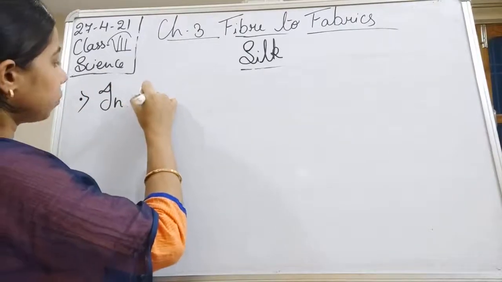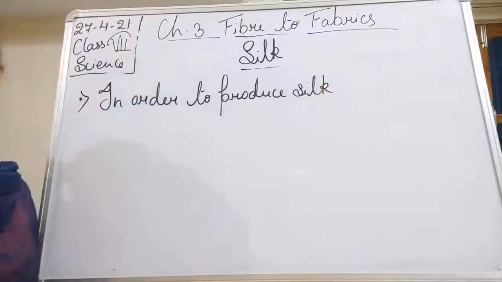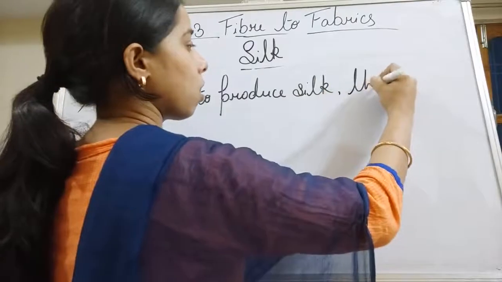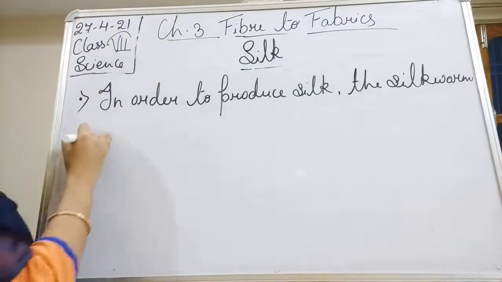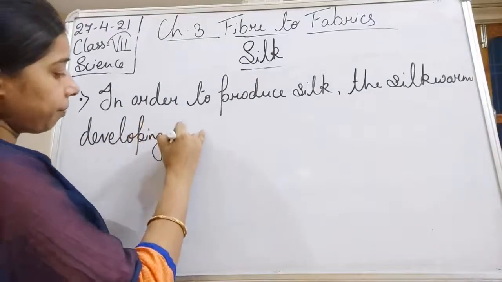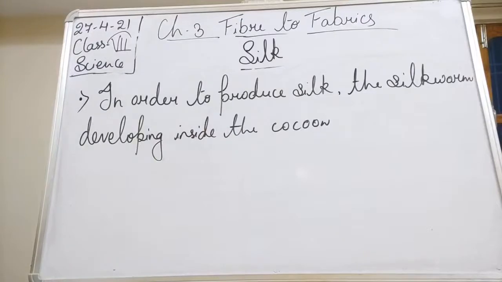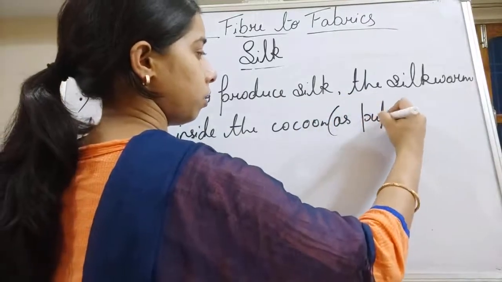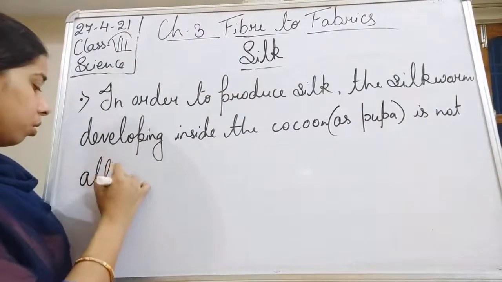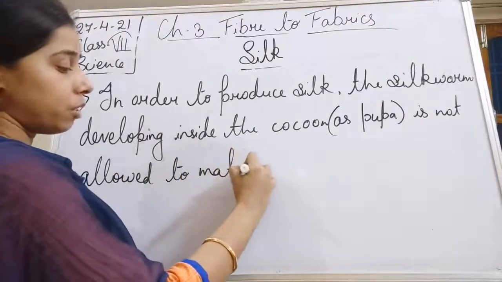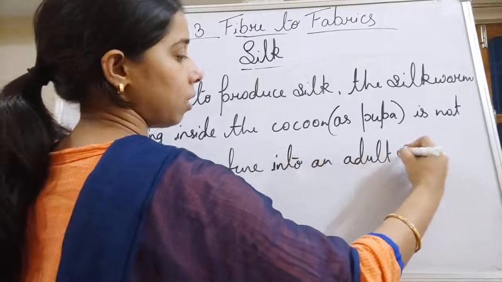We can write here a few points. In order to produce silk, the silkworm developing inside the cocoon as pupa is not allowed to mature into an adult silk moth.